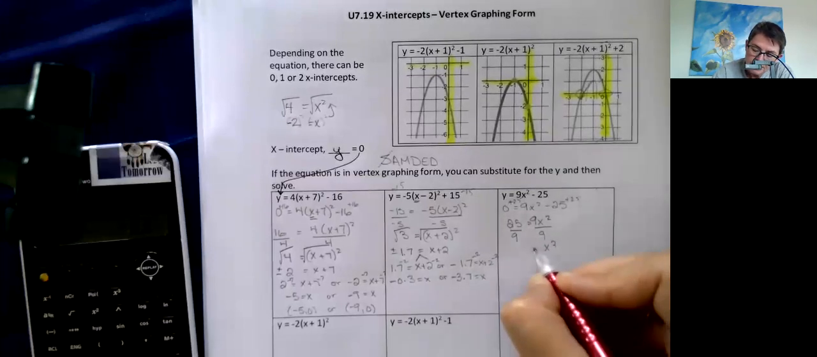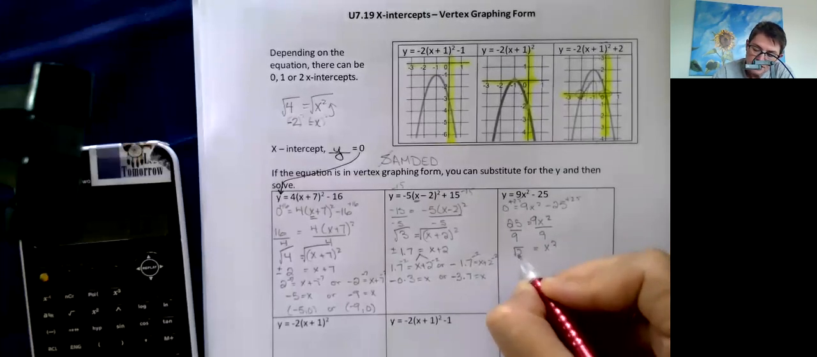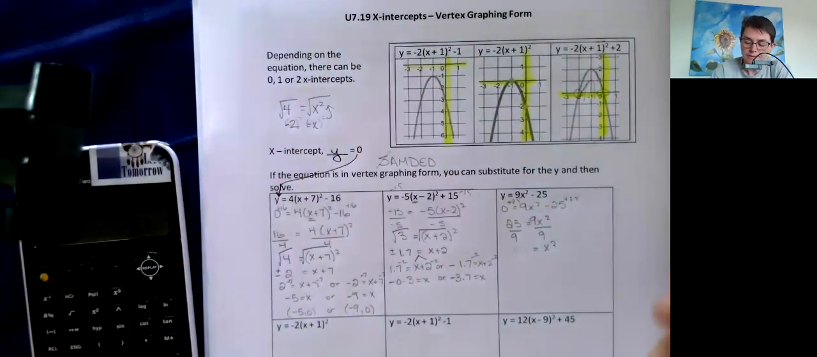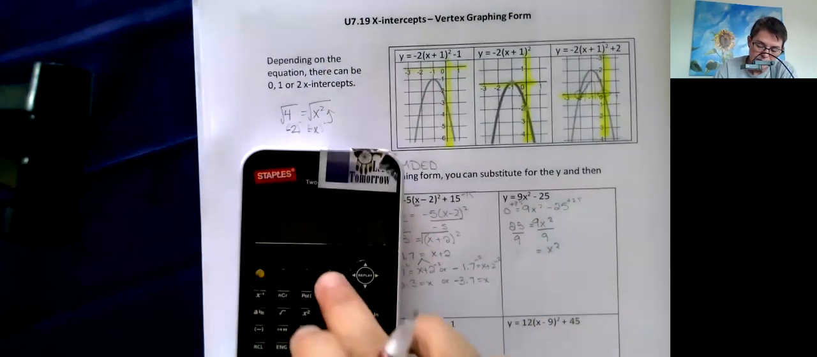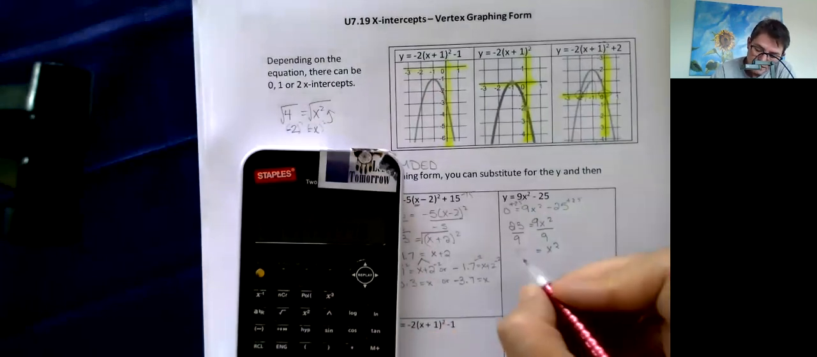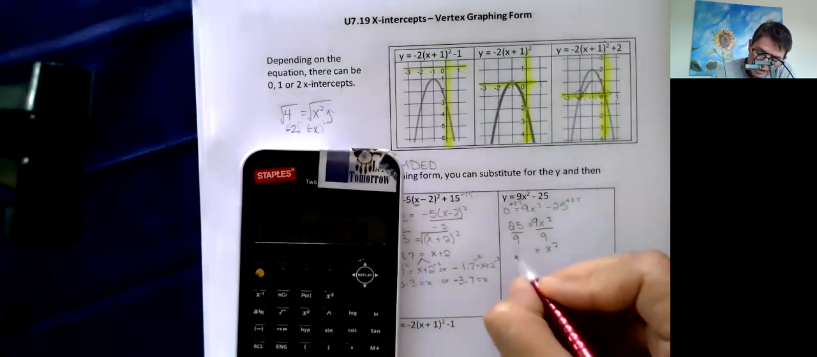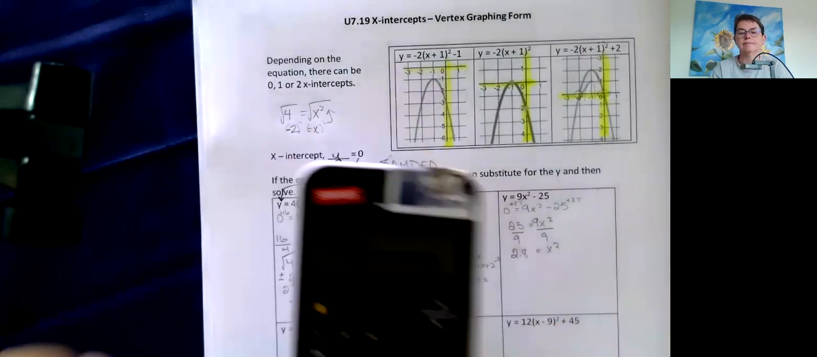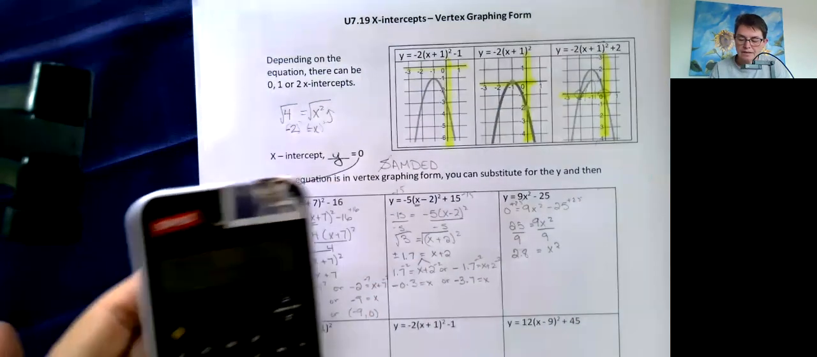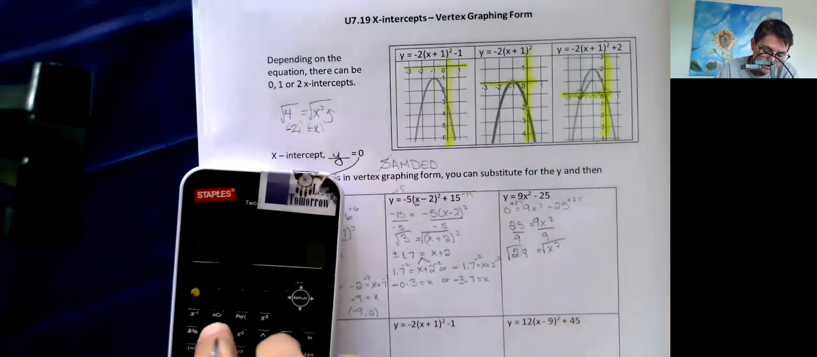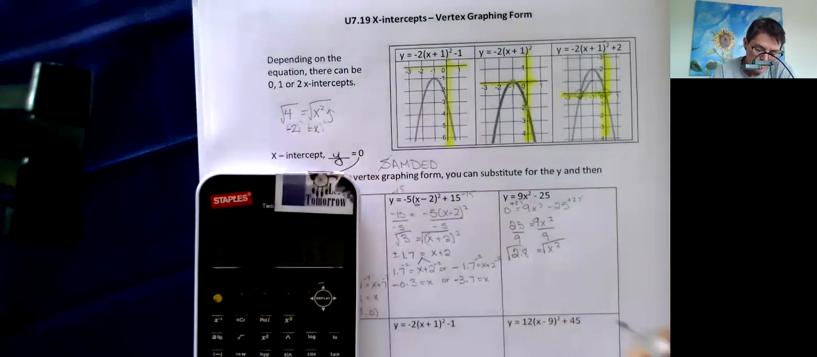So x squared is equal to 25 over 9. Okay, I was about to do it old school. We can do 25 divided by 9 first. And that gives us 2.8. When you go 25 divided by 9, it's 2.7 repeating, so I just went to 2.8. Then we take the square root of both sides, and I get 1.6 repeating.